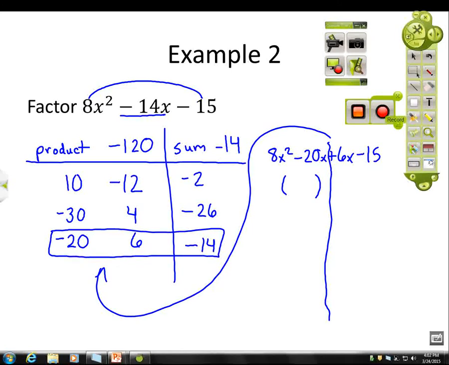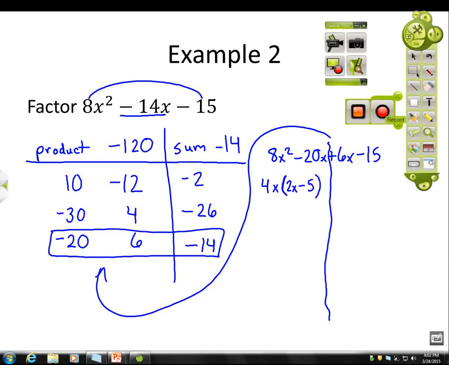So 8x squared and negative 20x, they have 4 in common, numbers do, and an x in common. So I can factor out a 4x. What's left in parentheses is going to be what I would need to multiply by to get the 8x squared minus 20x. So 4x times what would give you 8x squared? Well, times 2x. 4x times what would give you negative 20x would be negative 5.